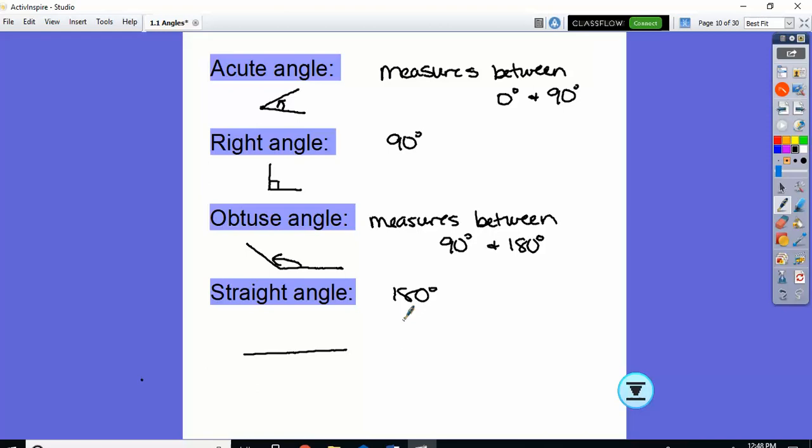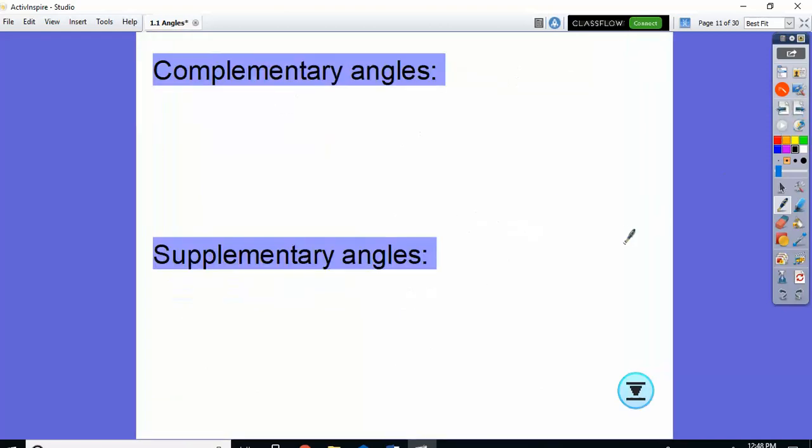What about complement and supplement? Complementary, two or more angles that add up to 90 degrees. Supplementary, two or more angles that add to 180. Sometimes I have people that mix up the two of those. So when I look at the first letter, think alphabetical order, C comes first, so that's the smallest one. So complement is the 90, supplement is the 180. All right.